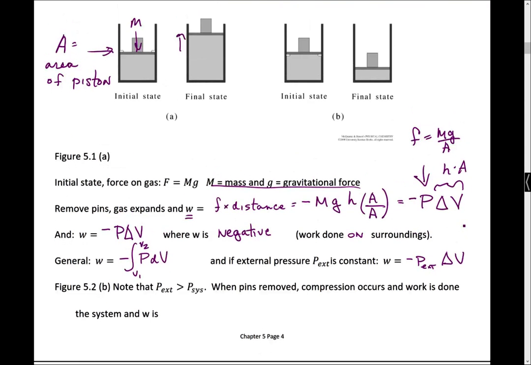All right, and then the other thing, and this should be pretty obvious, but for me to do an expansion, that means my internal pressure has to be greater than the external pressure, right? Because if the two pressures are the same, you're not going to get any movement. We agree? And if the external pressure is greater than the internal pressure, you're not going to get an expansion, you're going to get a compression. Does that make sense? Okay.